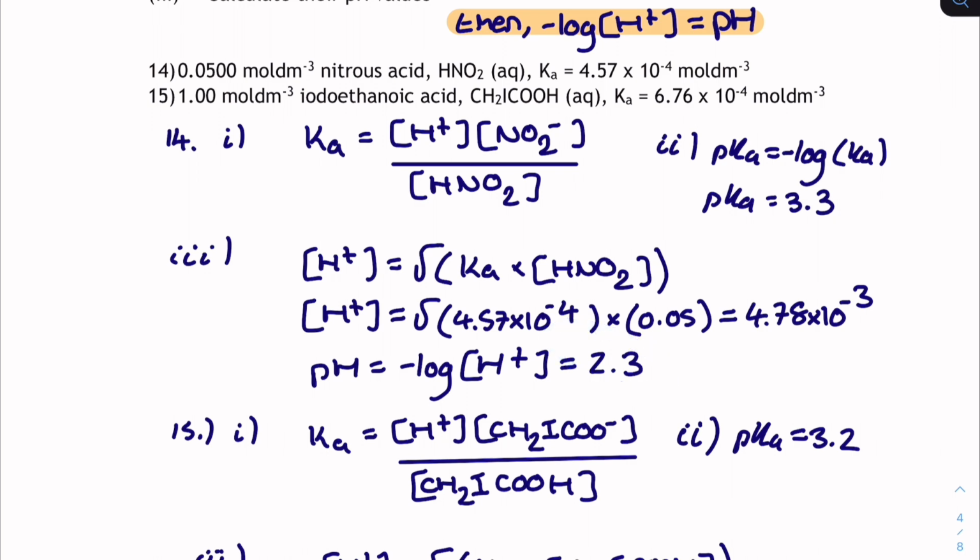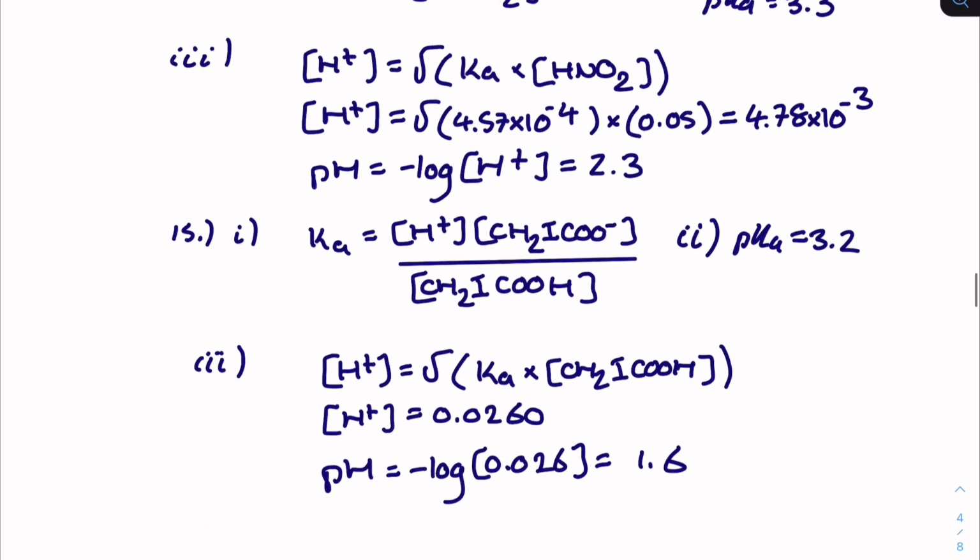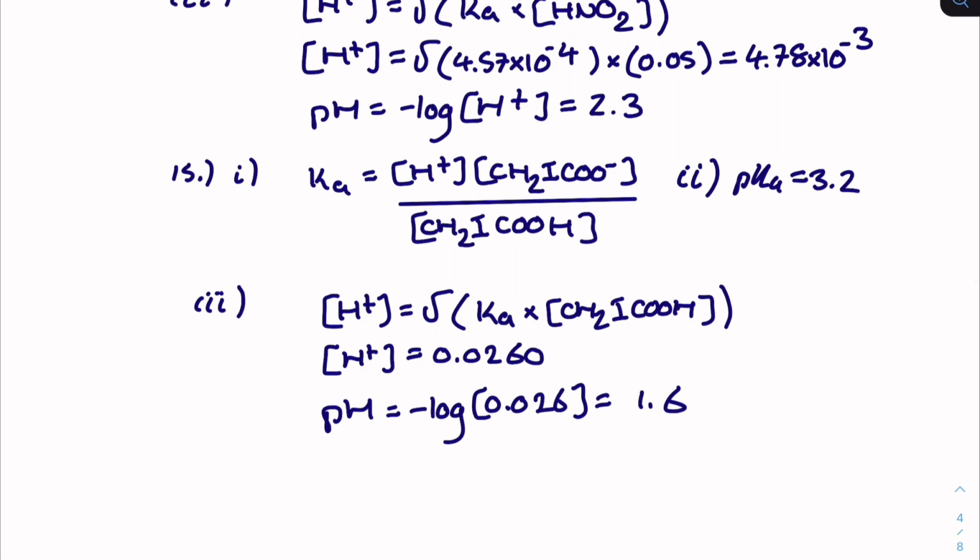There we go. For question 15, I've done exactly the same kind of thing. I've written out the Ka expression really carefully to make sure I don't accidentally write CH3. I've calculated the pKa by doing minus log of the Ka, and then I've calculated the pH of the solution, which comes out as 1.6.